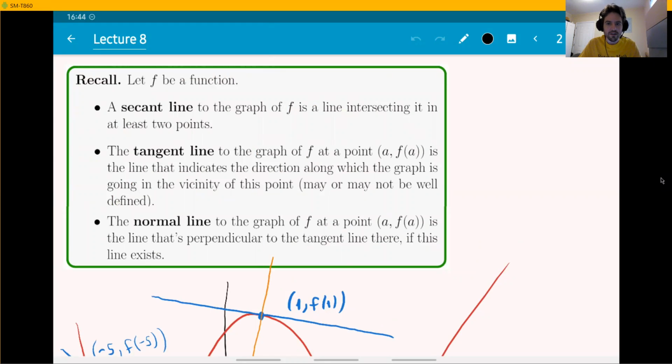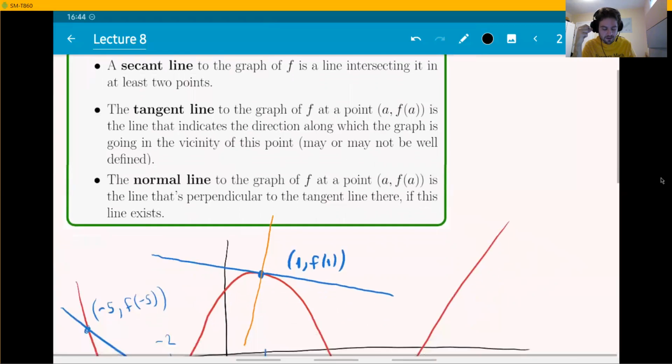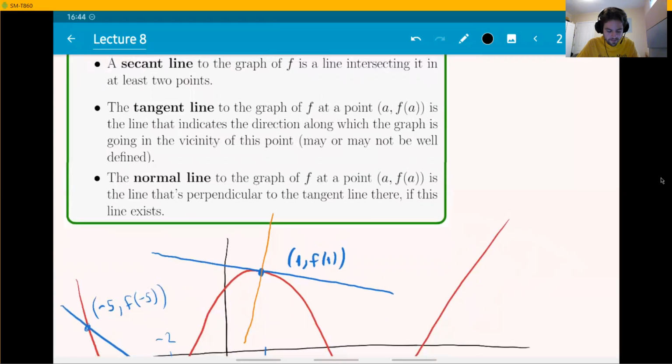I have this first slide here, which is supposed to be a reminder. You probably have seen at least a few of these concepts in pre-calculus, and we're going to be talking about them later. They are related to derivatives, so let's just remind ourselves what these terms mean. If you have a function f, a secant line to the graph is just a line that intersects it in at least 2 points. I'm going to have a few examples down here. But then the tangent line, that's the one that's more important for us today.